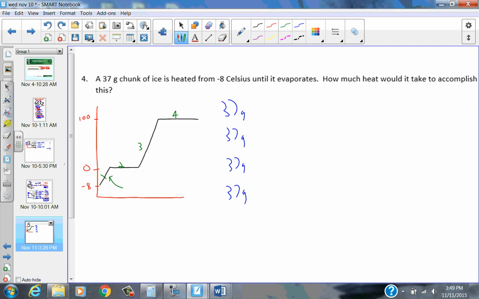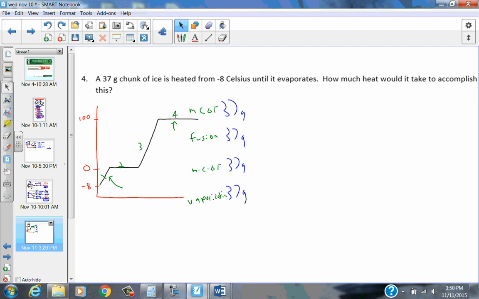1 has a slope, so it's an mc delta t. 3 has a slope, so it's an mc delta t. 2 is melting, or heat of fusion. 4 is evaporating because it's at 100 degrees, or heat of vaporization.